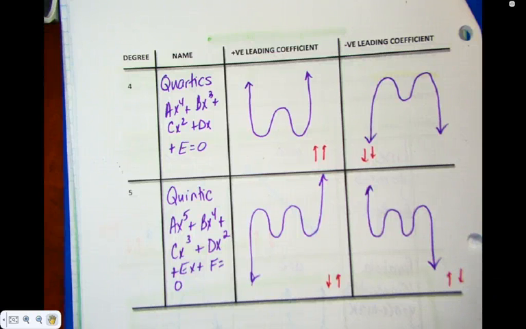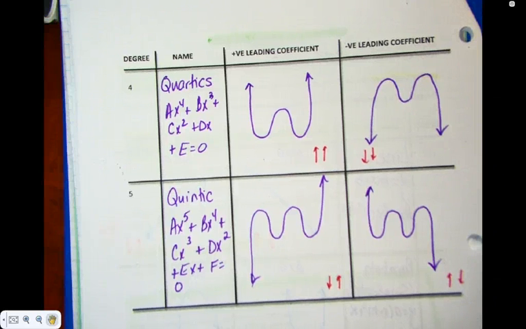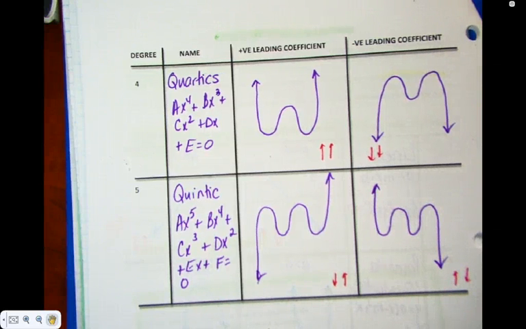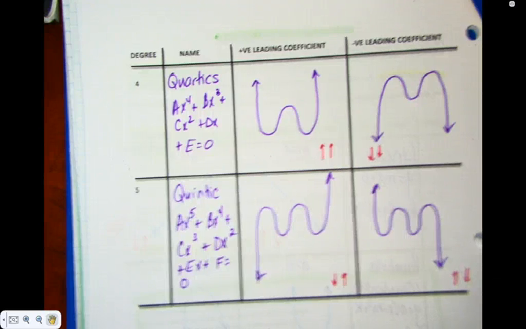We could do an x to the 7 if we wanted to. That'd be crazy because they're a lot of work. But let's just pretend we wanted to do an x to the 7. What would the end behavior be? Down, up, down. How many max or mins would it have? 6. We could do an x to the 20 if we were really feeling crazy.